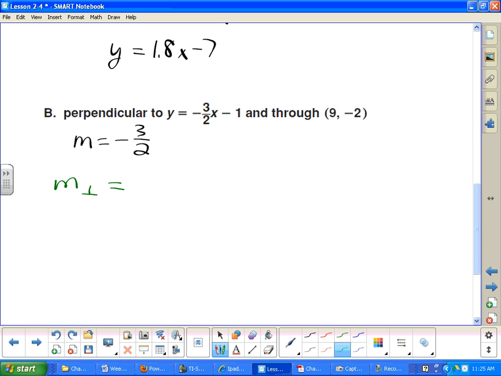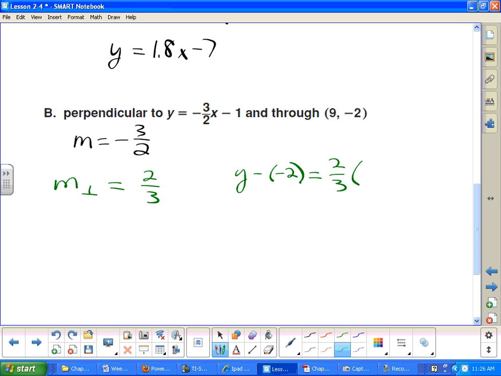Nolan, what is it? It's the reciprocal, the opposite. So what would it be? Positive or negative? Positive. Okay. Positive 2/3. Okay. We change the sign, take the reciprocal. So I use my point and my slope in point slope form to find the equation of that line that's perpendicular.